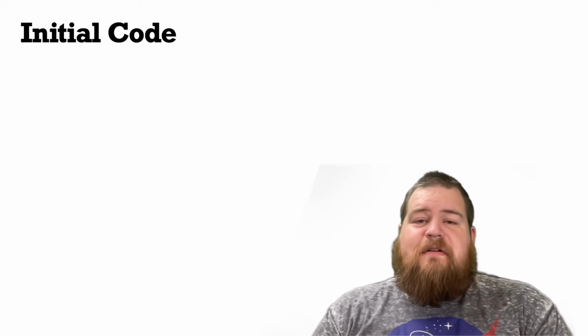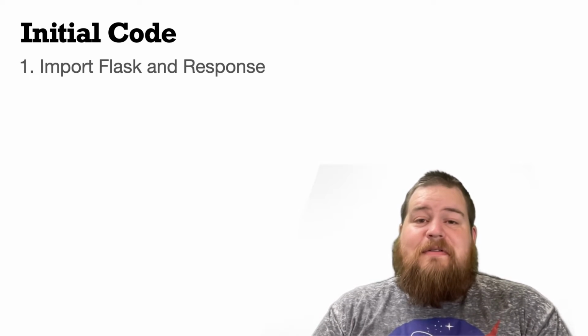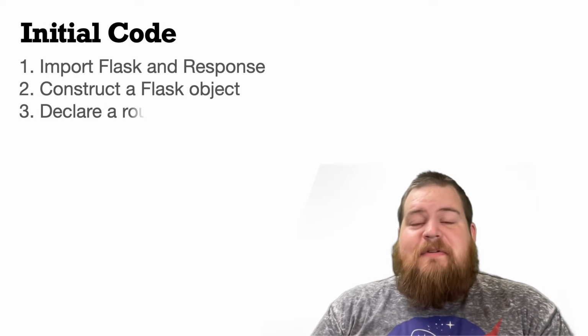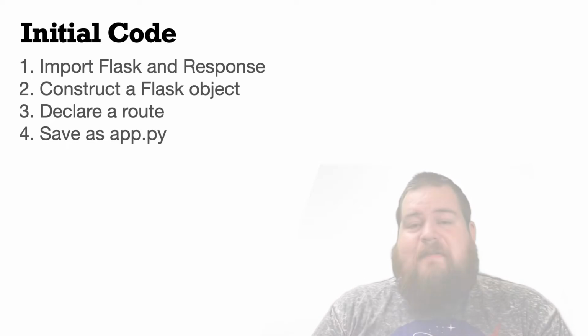Our initial code is going to focus on getting the right imports in place. Once we have the right imports, we'll construct a Flask object, we'll create a route, and we'll save the file to a specific name so it can be picked up by default by Flask.